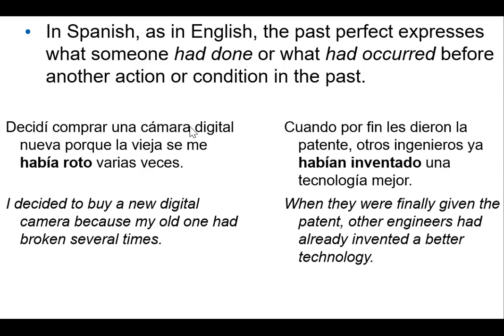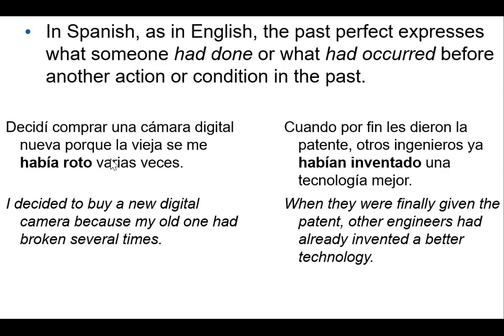Decidí comprar una cámara digital nueva, porque la vieja se me había roto varias veces. So I decided to buy a new digital camera because the old one has broken on me several times. I'm saying it has broken, but I see it's había. This is it had broken, which means it happened before something else that was already in the past. I decided to buy a new digital camera because the old one had broken several times.